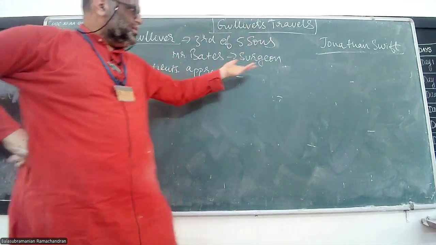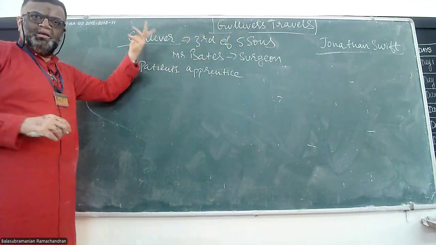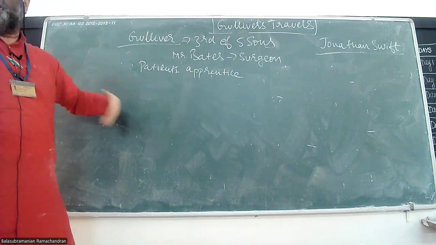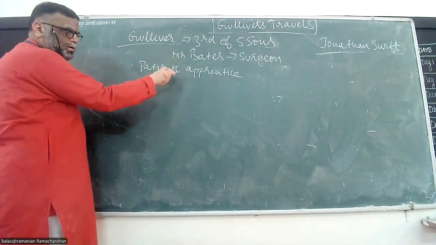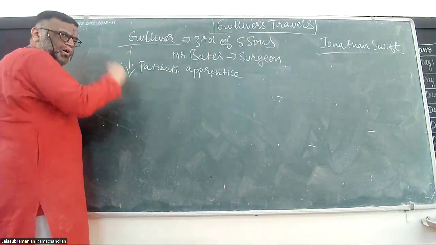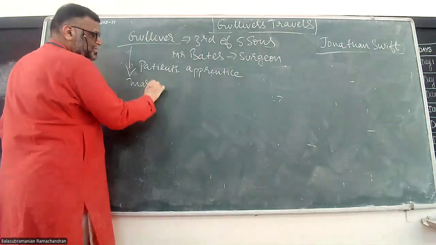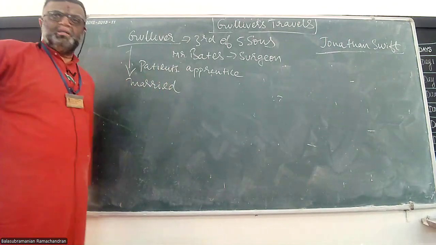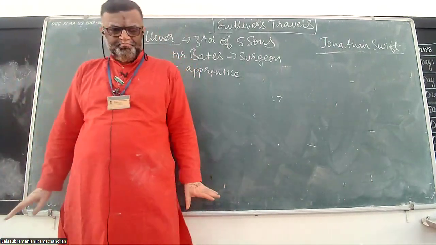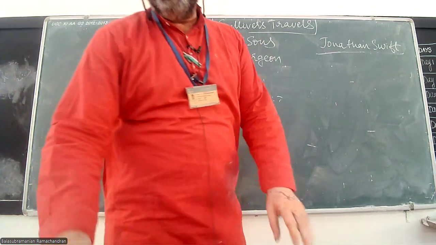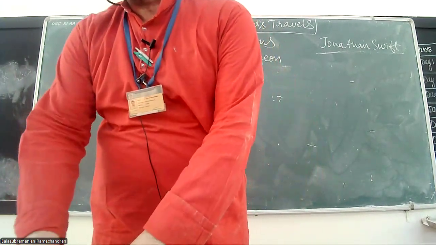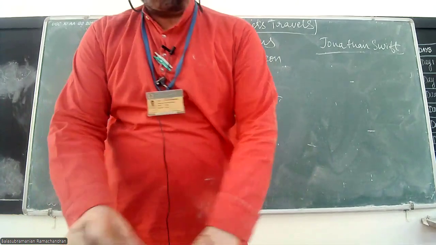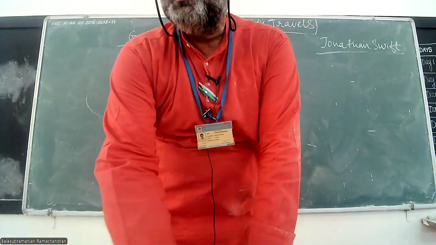Just imagine, there is no money in this. He gets married, he becomes a doctor, he gets married. So Gulliver becomes a doctor, he gets married, but suddenly he finds that he is not able to find patients. So he decides to go on a voyage. How will that help? That's my question. We'll stop here for today.